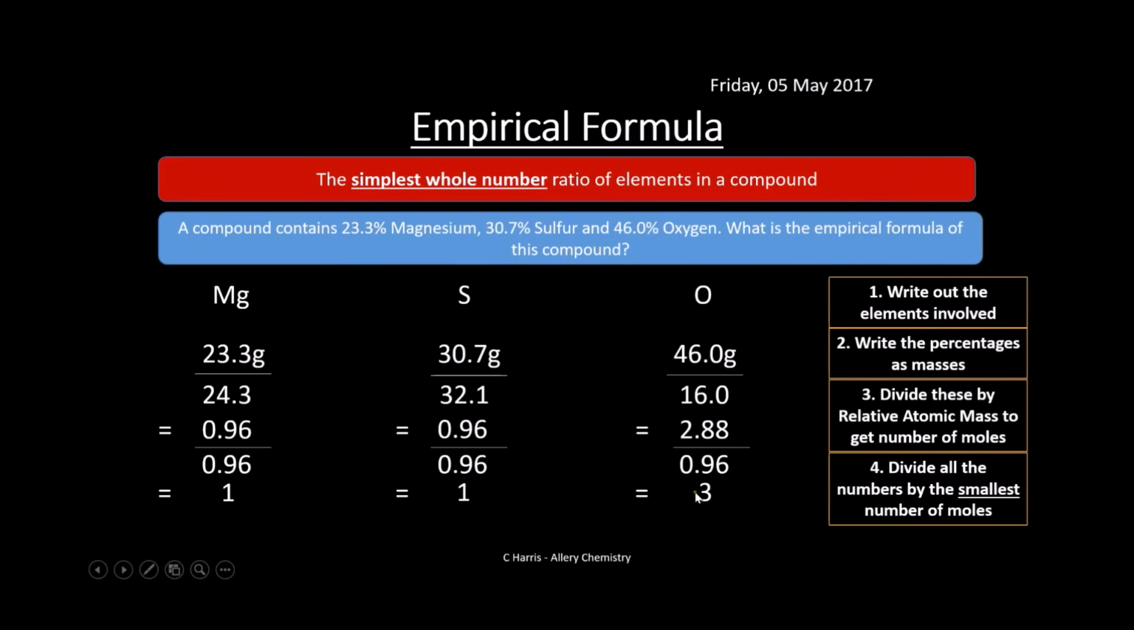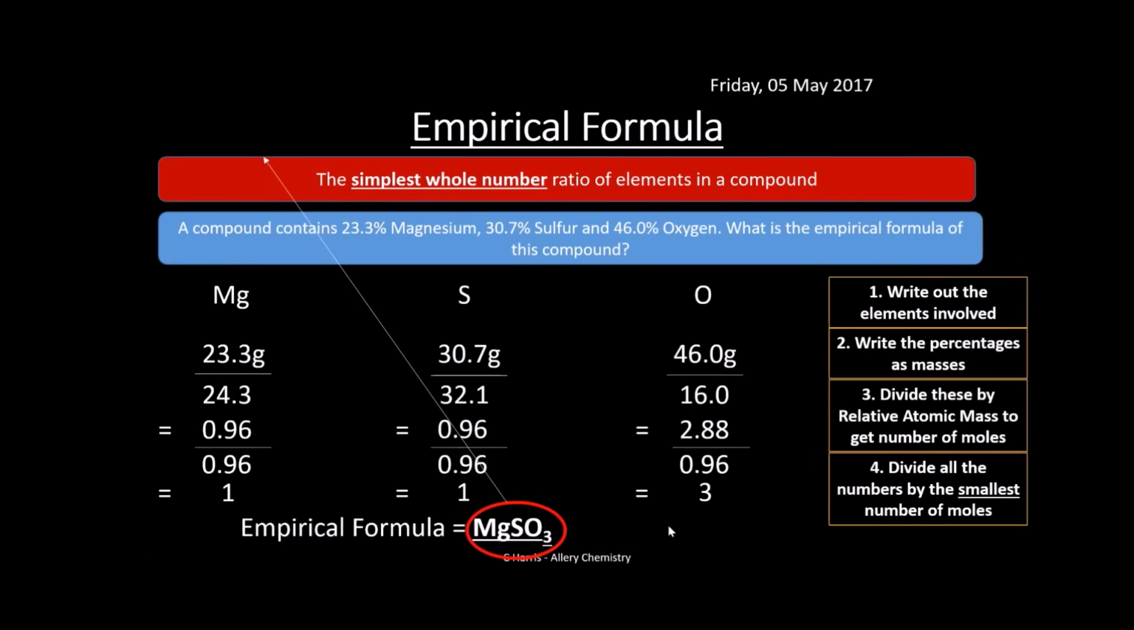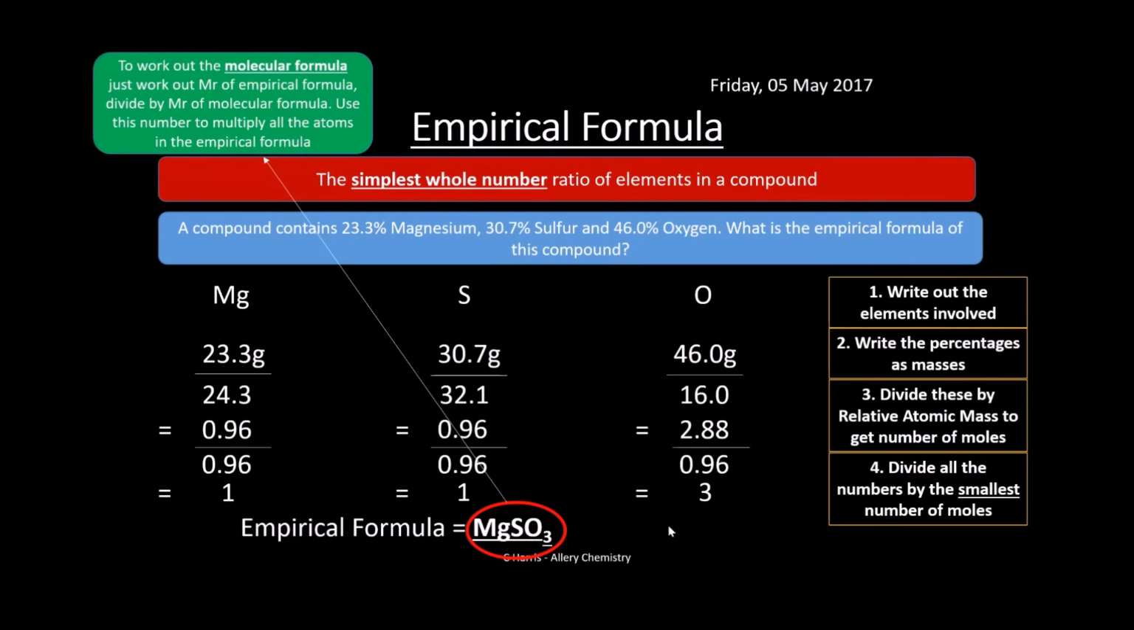If it doesn't give you a whole number ratio, round it to get the whole number ratio if it's very close to a whole number. If not, if that was 2.5, you would have to double all of them to get your whole number. In this case, it's 1 to 1 to 3. So we've got 1 magnesium, 1 sulfur, 3 oxygen. There's your empirical formula. Don't worry if that looks a bit odd, because with empirical formula, it doesn't have to be obviously the same as the molecular formula. It's the simplest whole number ratio.